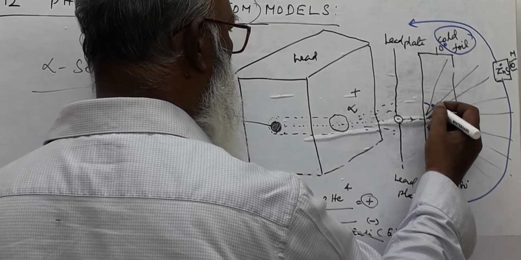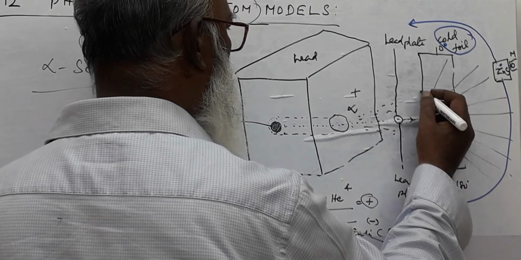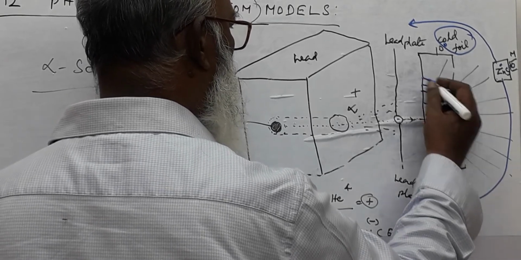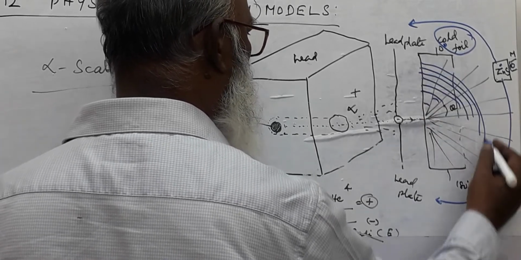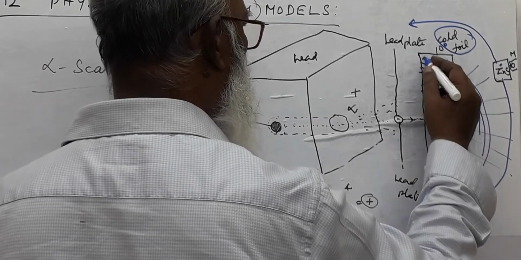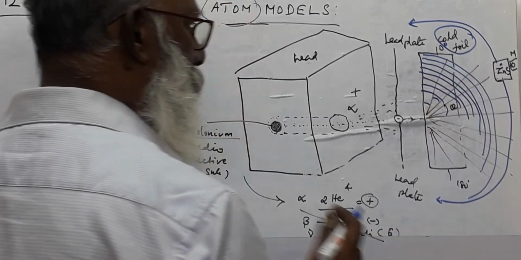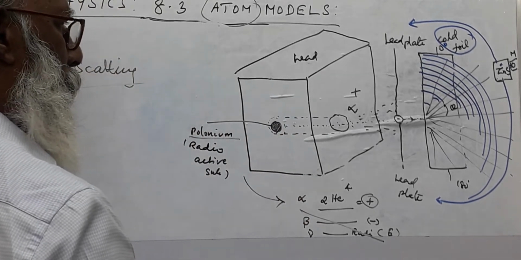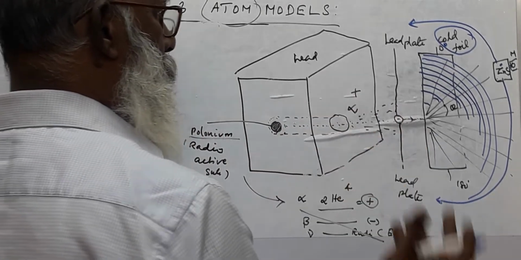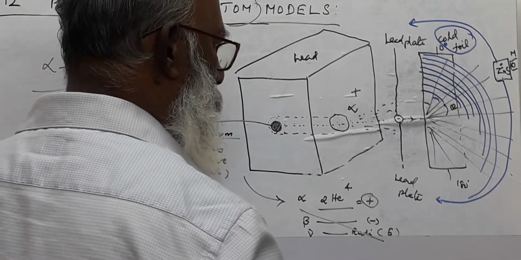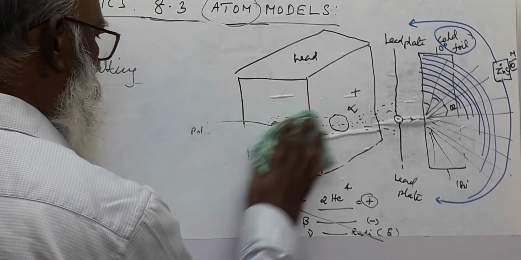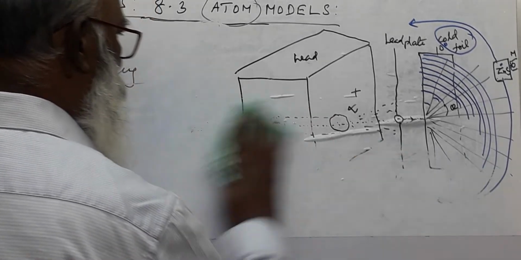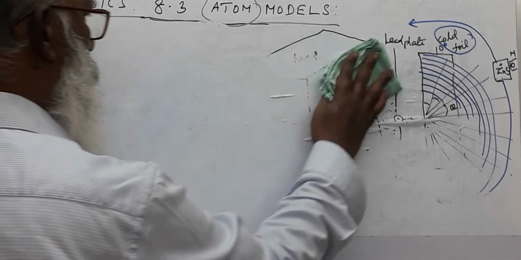Then again you can change the theta likewise, or you can increase the scattered ray angle, so that you make a tabulation, and we can get a result through this experiment. And because of this experiment, he at last came to a conclusion. That's a very important thing that we are going to explain now. This is the alpha scattering experiment.